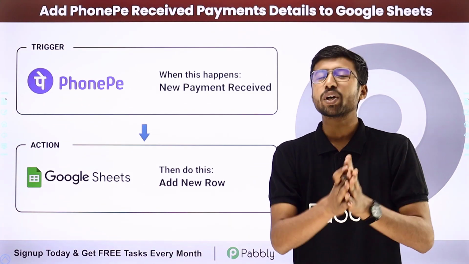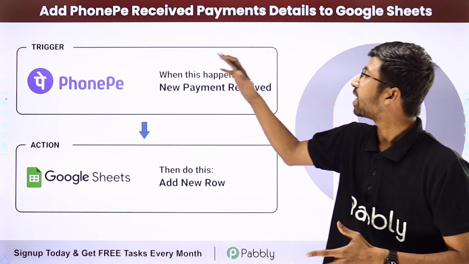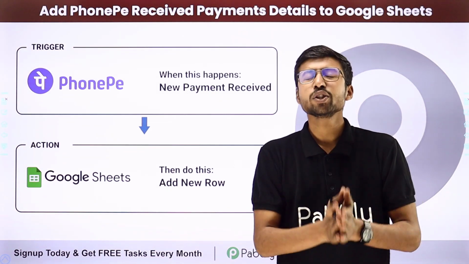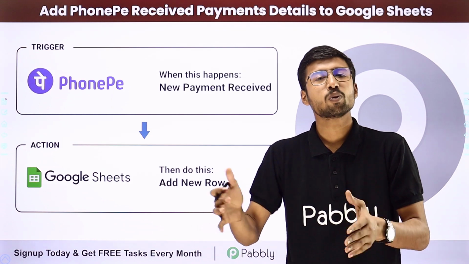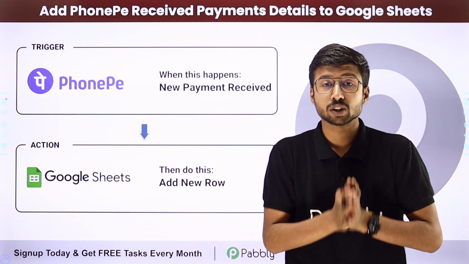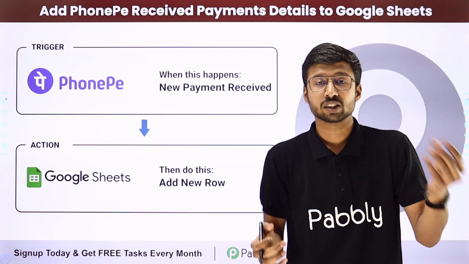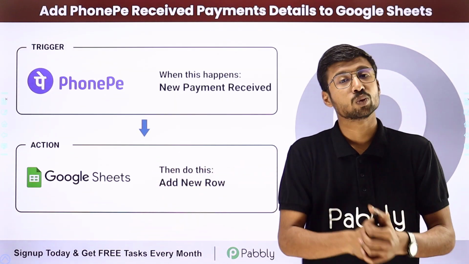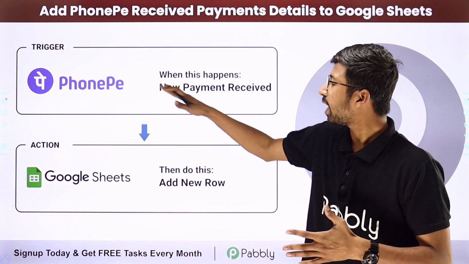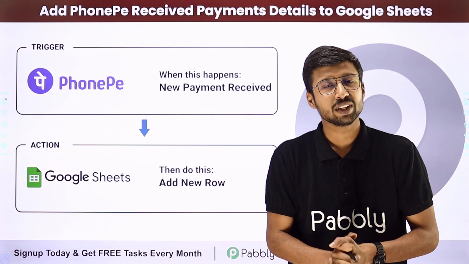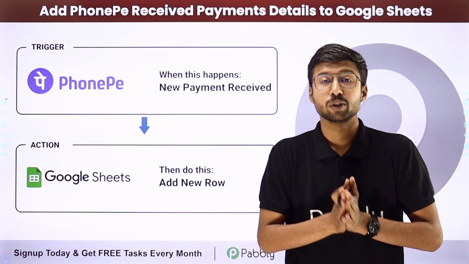So in this video, we are going to discuss how to automatically add PhonePe received payment details to Google Sheet. As you all know, PhonePe is one of the most popular UPI payment applications in India. A lot of PhonePe users want to add the details of the payments they receive on PhonePe into a Google Sheet. But guys, PhonePe and Google Sheet don't have a direct connection, any kind of native integration between them. So that is why they are not able to do this.